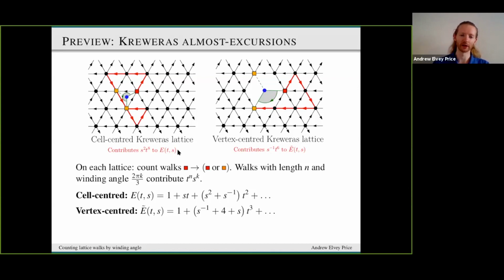So we have this generating function E(t,s) for what I call the self-centered case, and Ẽ(t,s) for the vertex-centered case. And this is how the series begin.